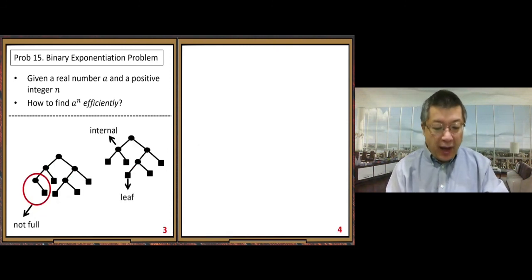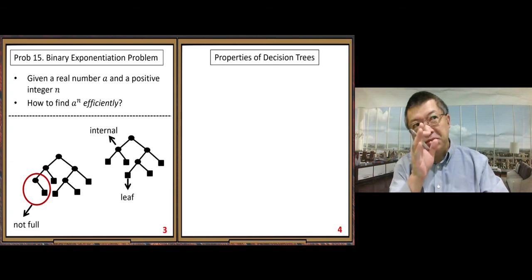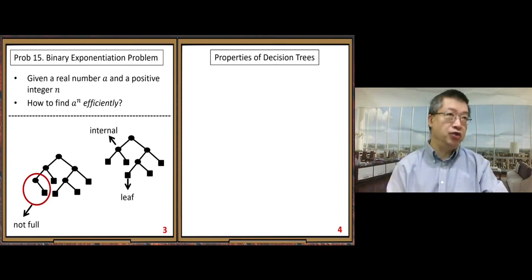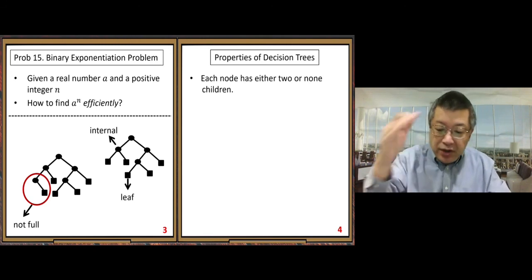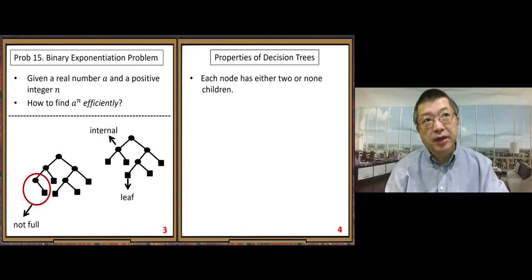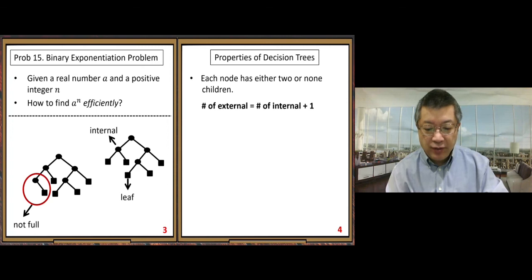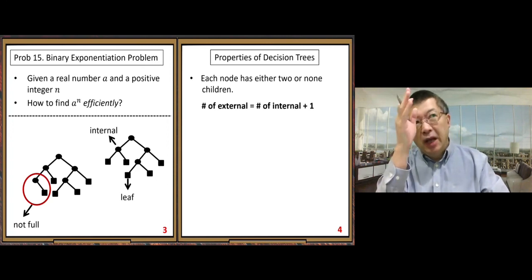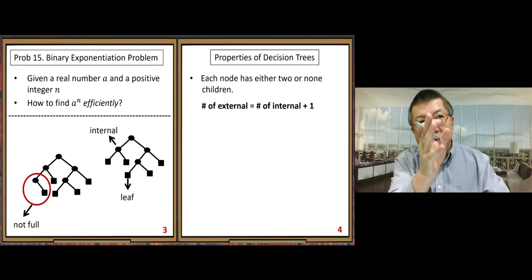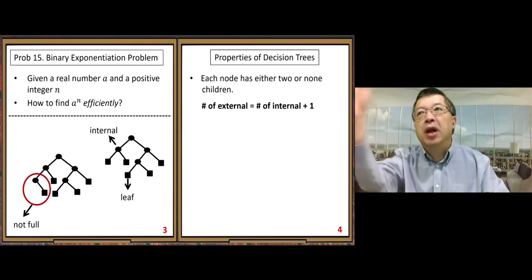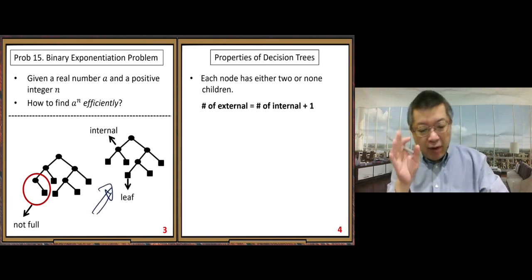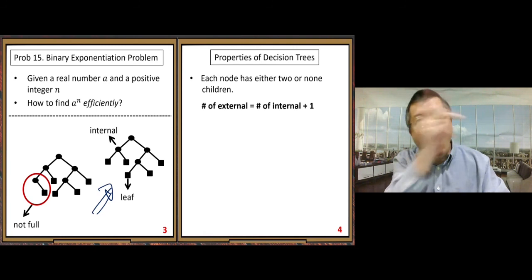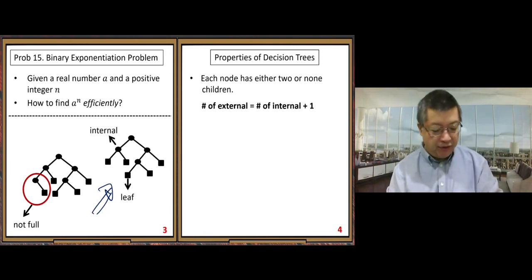All right. Next, we want to look at some simple properties of decision trees. First, each node has either 2 or none children. That's the key property, so we list it again, put it on top. That's the first one. Second, the number of external nodes equals the number of internal nodes plus 1. You can check this case. The number of leaf nodes is always 1 more than the number of internal nodes.